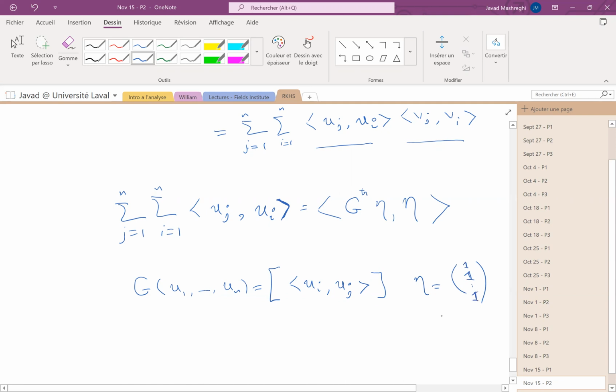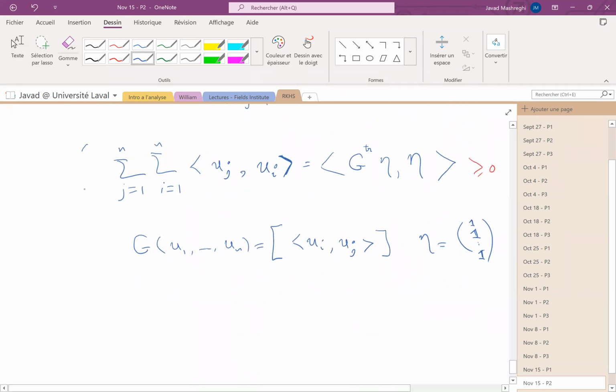In general, when you put a vector with components eta 1, eta 2, eta n, here we have eta i, eta j bar, or the other one, it depends how we write it. But here eta i is equal to 1 and you do not see it. So it's G transpose eta inner product with eta, and we know G is positive. So G transpose is also positive. So this is positive.